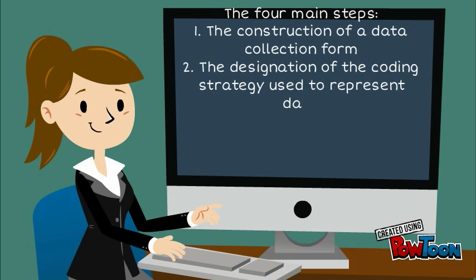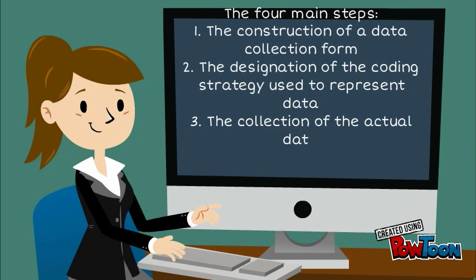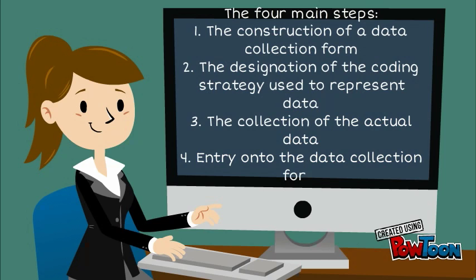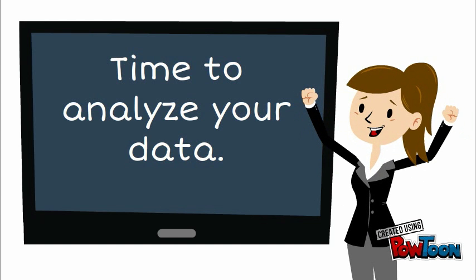Number 2. The designation of the coding strategy used to represent data on a data collection form. Number 3. The collection of the actual data. Number 4. Entry onto the data collection form. After these steps, you are ready to analyze your data.